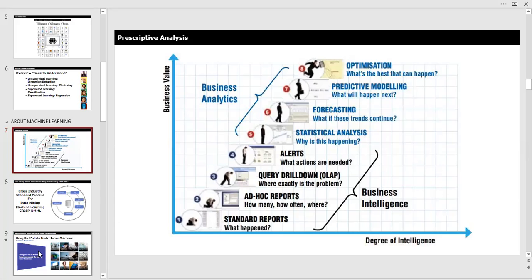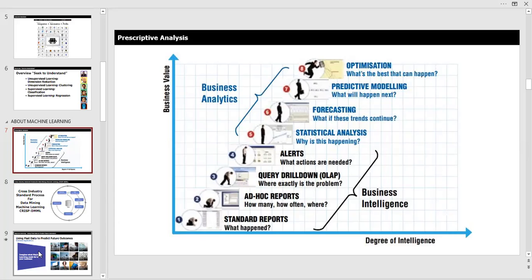Notice that the top is called business analytics. And again, I had this slide before the IIBA was even around as an institution. So this is a very old slide. And you'll see that it says business analytics, statistical analysis, forecasting, predictive modeling, optimization.